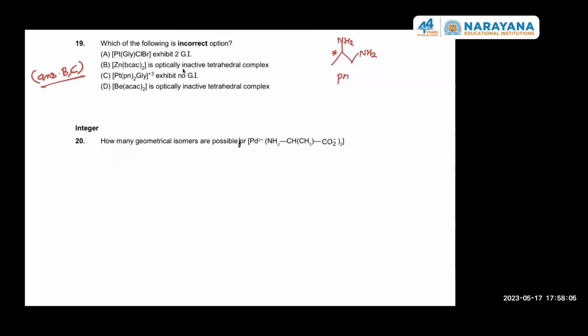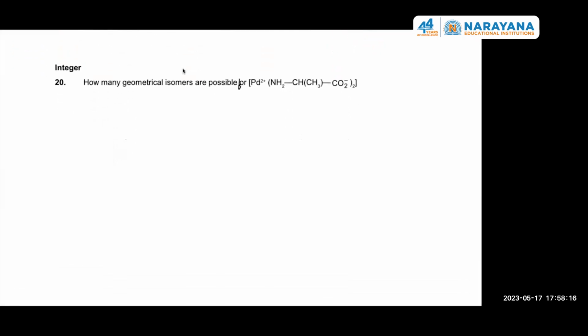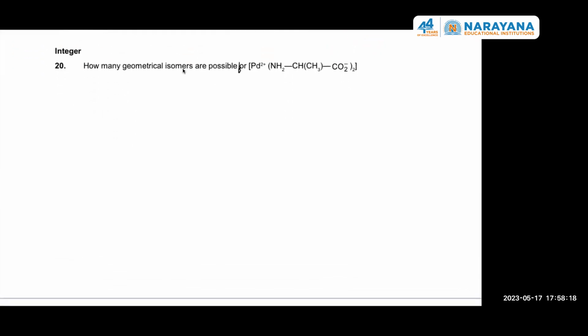Its answer is 4. Anybody needs explanation here? Yes. Okay, see. First of all, this is a Pd+2 complex, and we have the alanine part as a ligand. So it also has a stereo center.